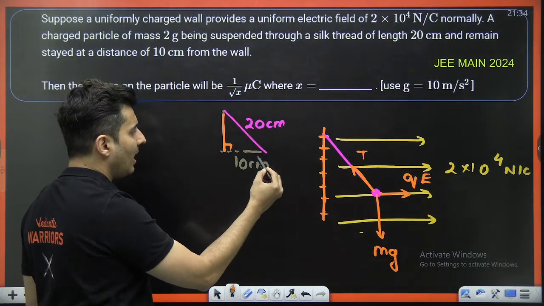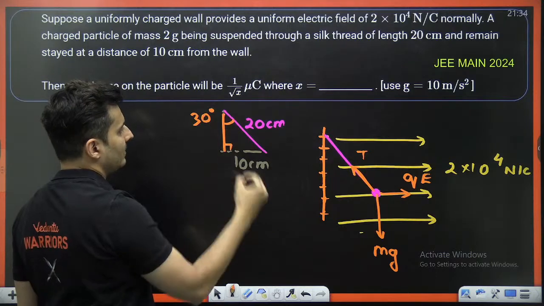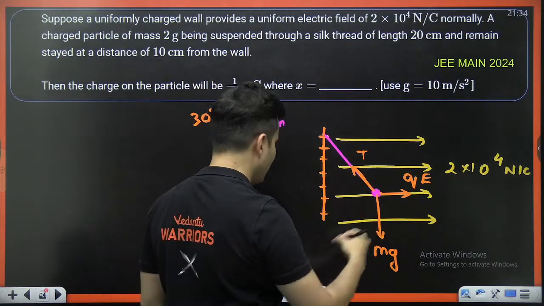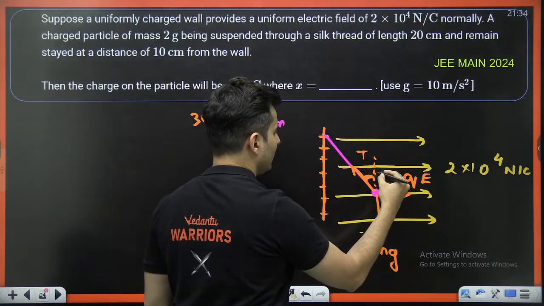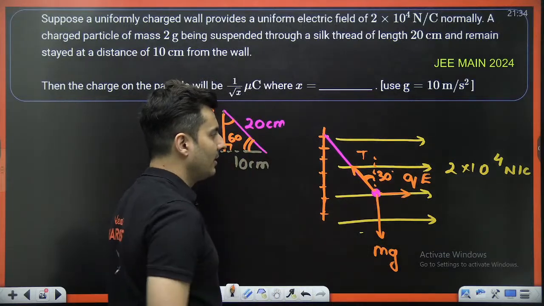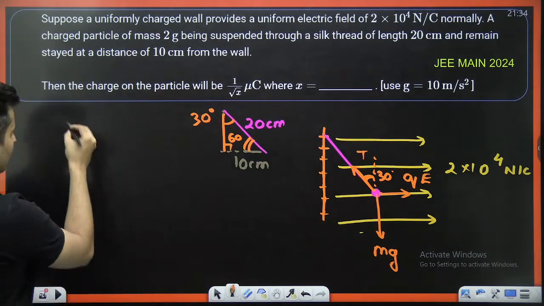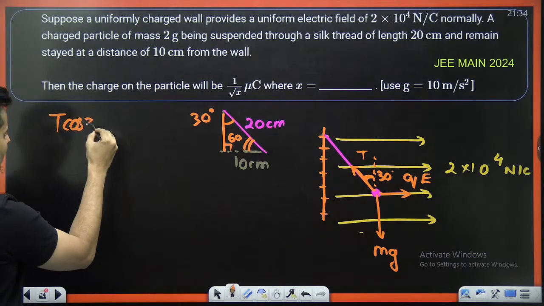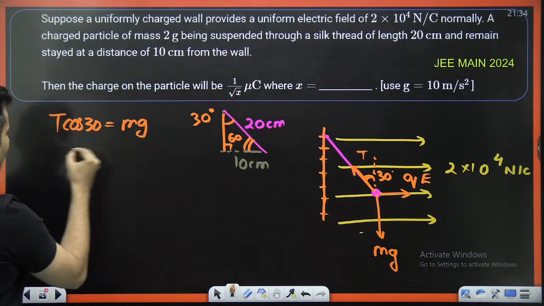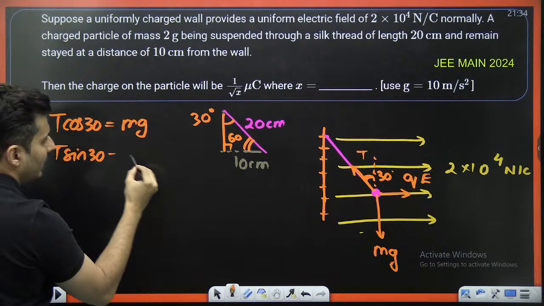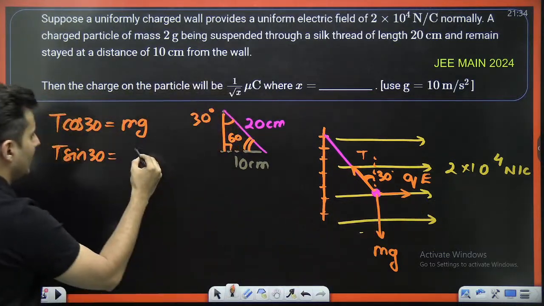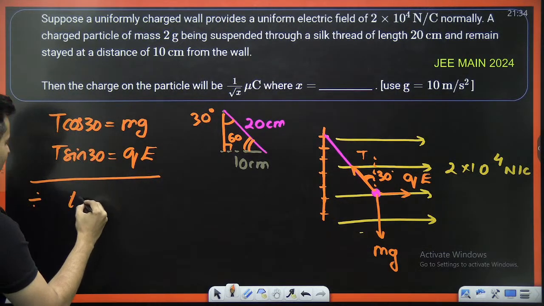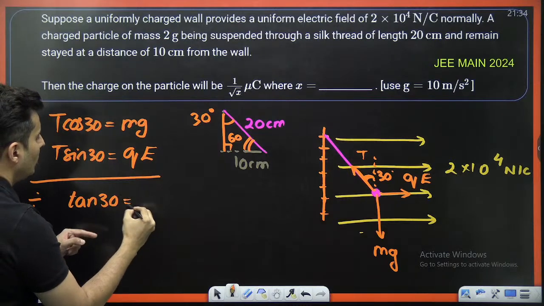This is hypotenuse, this is half, that means this should be 30 degrees. This should be 60 degrees. So naturally if that is 30, even this is 30 degrees. So now you just write the equations FBD wise. The tension's component, which is tension cos 30, will be mg, and tension sine 30 component will cancel QE. So when you divide both of them, sine 30 by cos 30 will make it tan 30, and QE by mg.